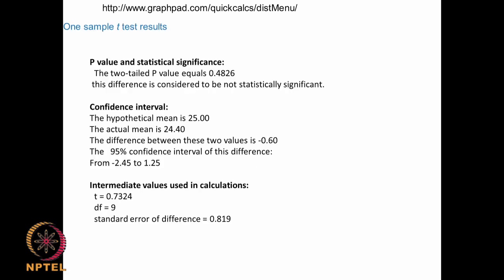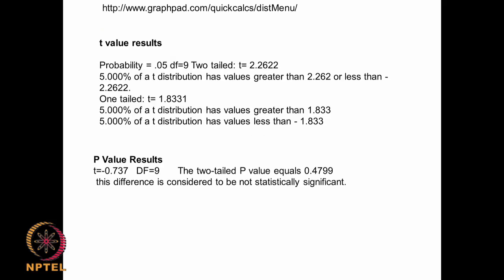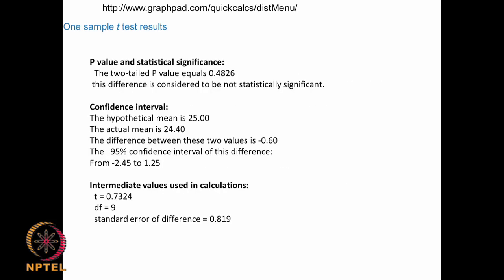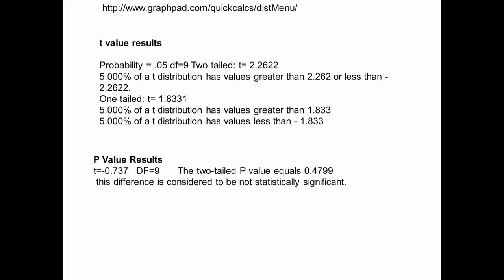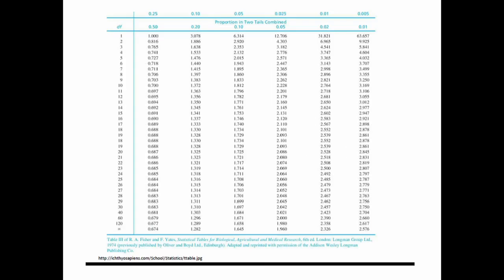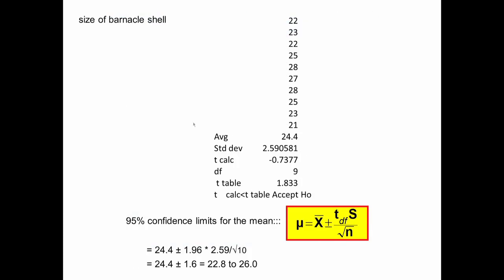So, it is very useful for calculating this, or we can also use one sample t-test results. Again the GraphPad software can do this, and it gives you a p value, and the difference is considered to be not statistically significant. The actual mean of the sample is 24.4, the hypothetical mean you want to reach is 25.0. We will see how to do this. It is quite simple. We have this data set, and I will show you how to do this.